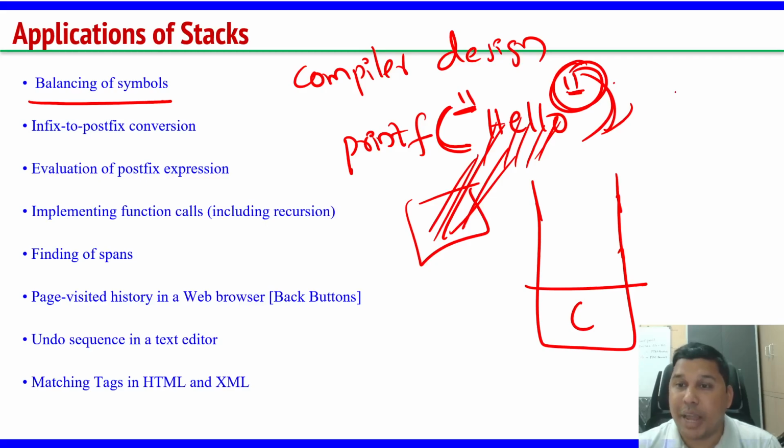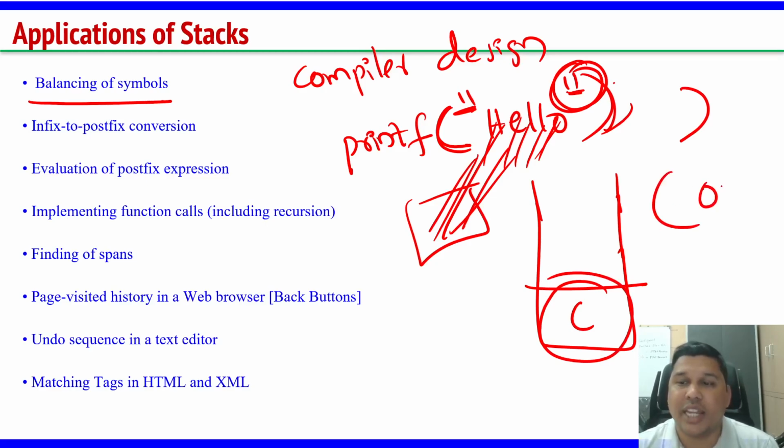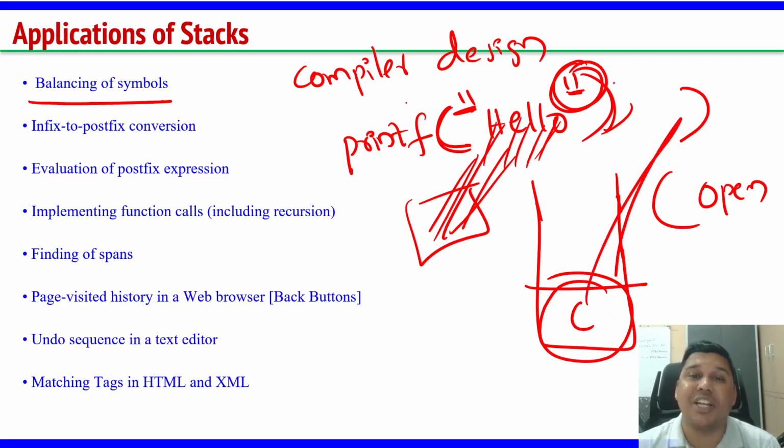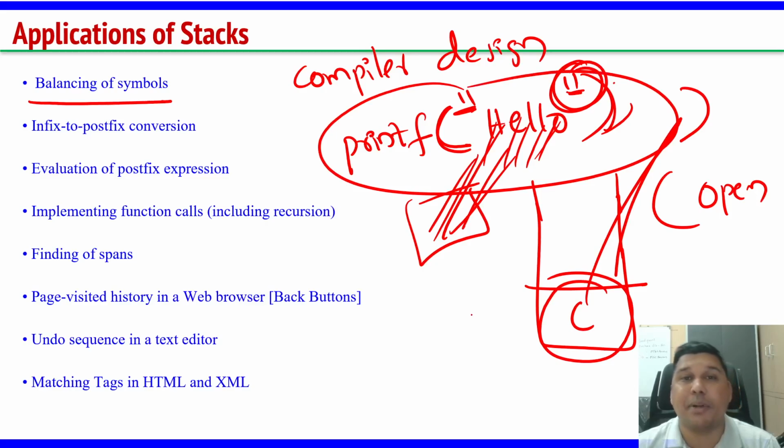Okay, fine. Then again it encounters a close, right. When I am encountering a close, it will compare whether at the top of the stack there exists an open or not. That way your compiler verifies every statement of your program. This is just a simple example to demonstrate that, but it is widely used for so many tasks in the compiler.